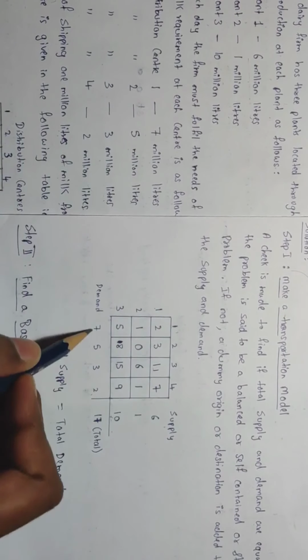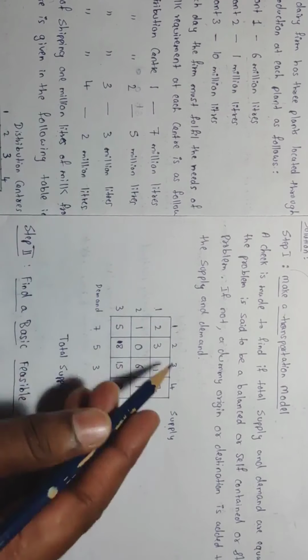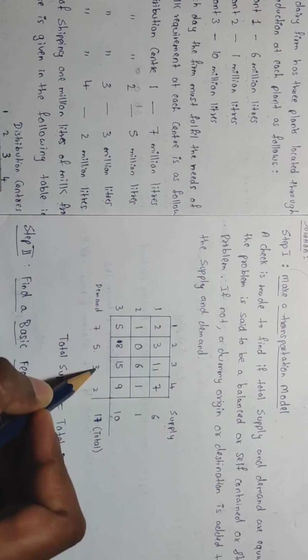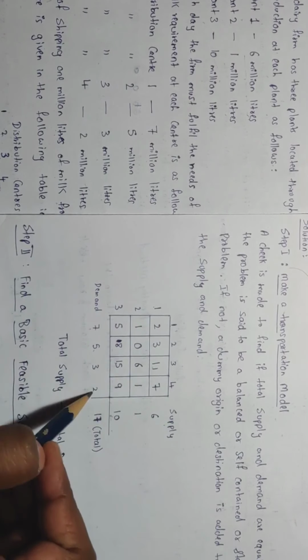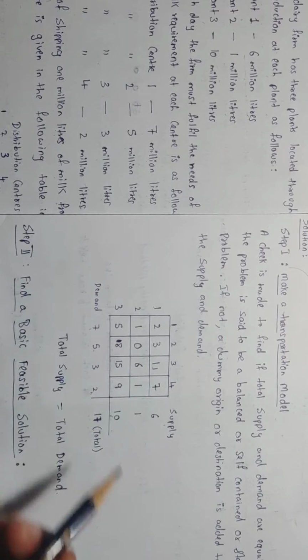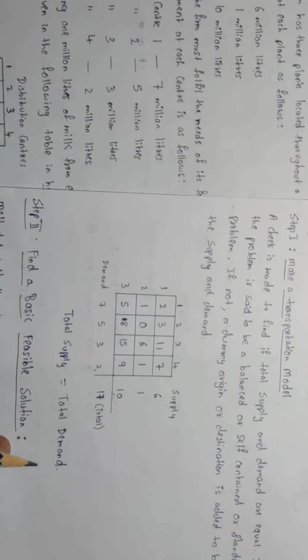So distribution center 1 has 7 million liters. Distribution center 2 has 5 million liters. Distribution center 3 has 3 million liters. And 4 has 2 million liters requirement daily. Okay. So what is the first thing you need to check?